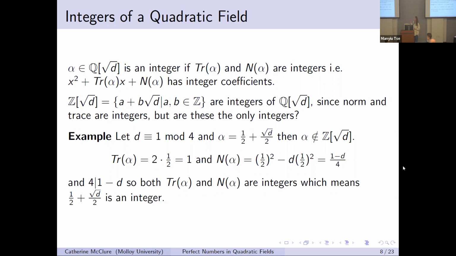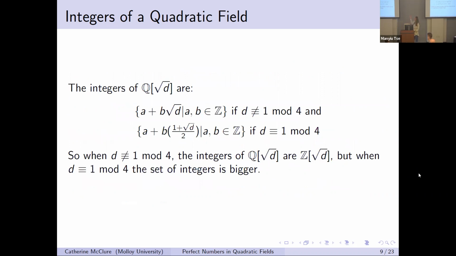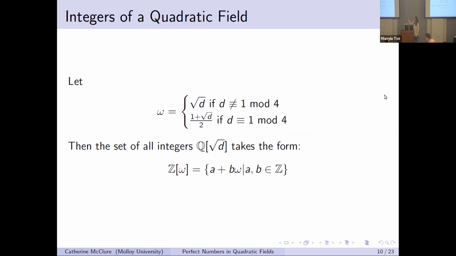If d were congruent to 1 mod 4, and we had the example alpha equal to 1 over 2 plus square root d over 2, then alpha clearly isn't in Z of square root d, but the trace does come out to be an integer and the norm comes out to be an integer. So this makes it an integer in a quadratic field. So these are our integers in quadratic fields. If d is not congruent to 1 mod 4, we just have Z of square root d. When it is congruent to 1 mod 4, we have a plus b times 1 plus square root d over 2. When it's not congruent, it's simple, just Z of square root d. When it is congruent, it's bigger. I'm going to be referring to it as Z of omega, where omega is just the 2 different cases.